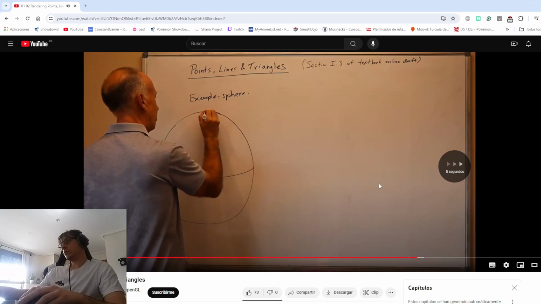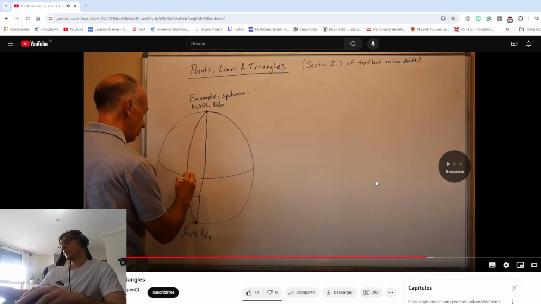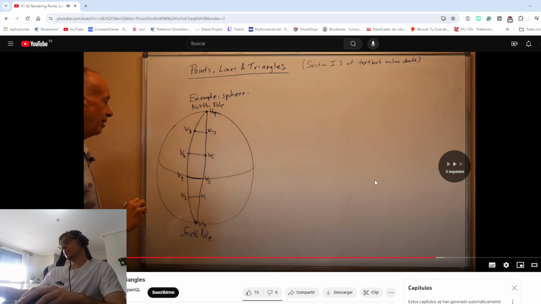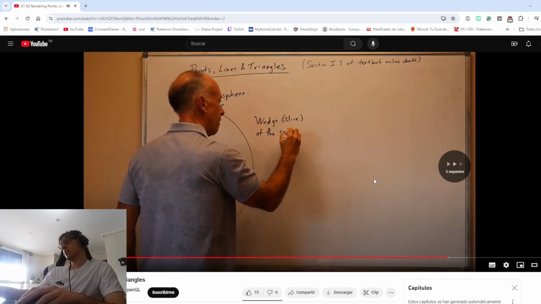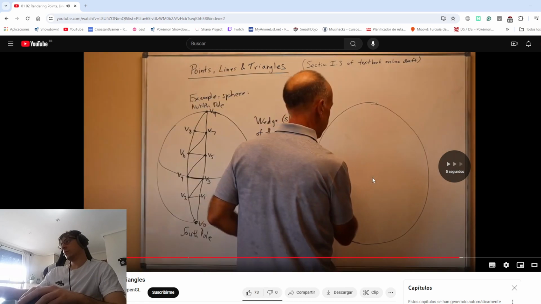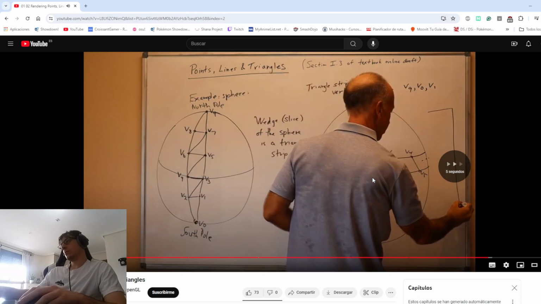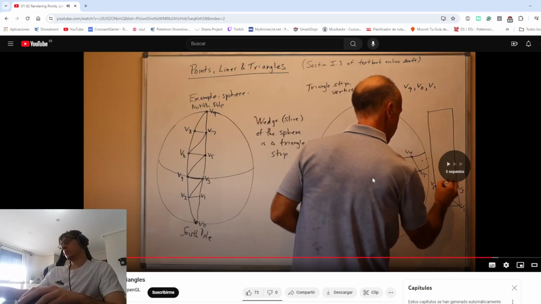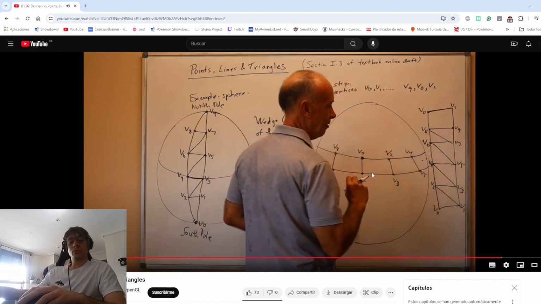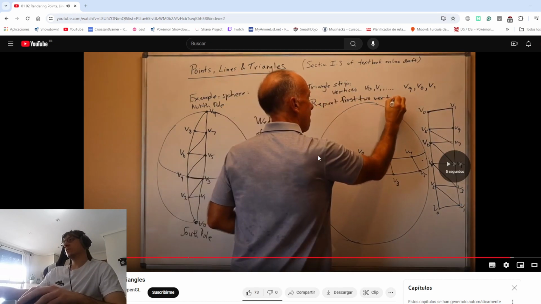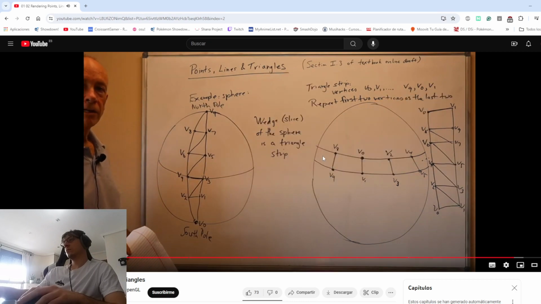For the first, here's the North Pole, South Pole, to V1, V5, V2, V3, V4. So let's try this. Now I'm going to make this triangle strip rectangularly. So here at the top are the same as the vertices of the last strip going across the sphere.